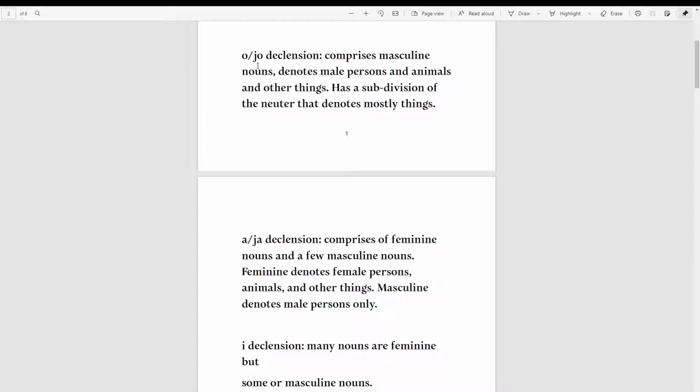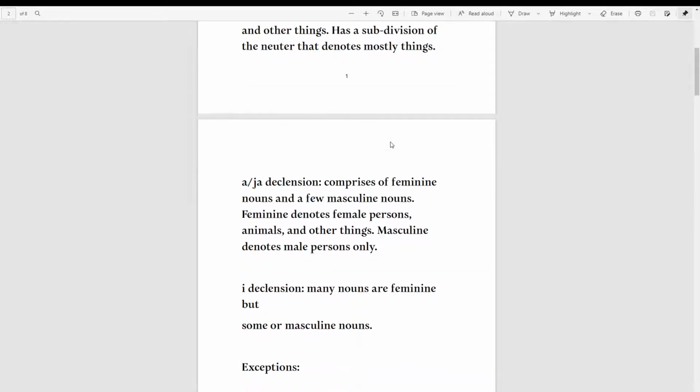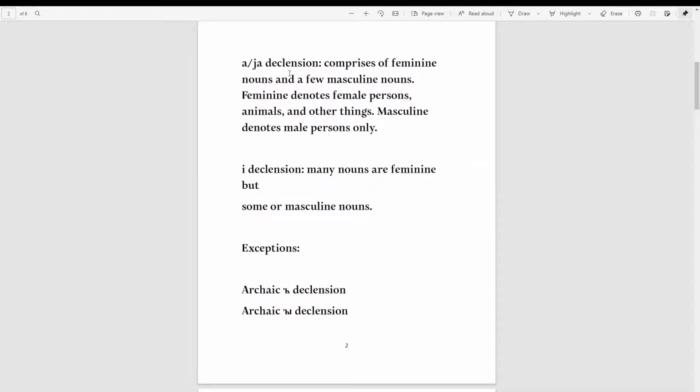We have the o/yo-declension. This comprises masculine nouns. It denotes masculine persons and animals and other things, and has a subdivision of the neuter that denotes mostly things. The a/ya-declension comprises feminine nouns and a few masculine nouns. Feminine denotes female persons, animals, and other things, while masculine denotes male persons only. The e-declension, many nouns are feminine, but some are masculine nouns.